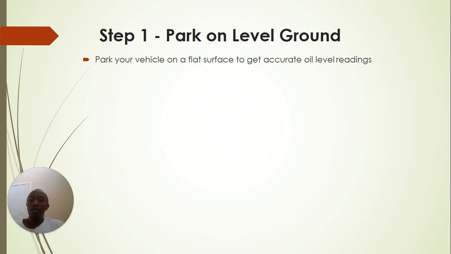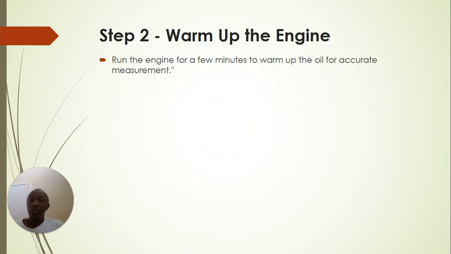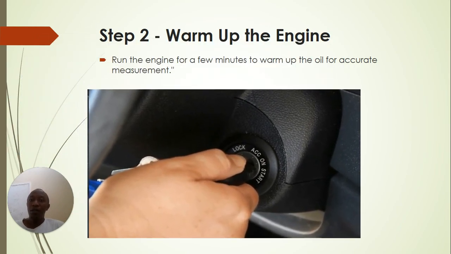When you park on a level ground, you can get accurate level readings, and you'll be able to tell exactly the level of oil inside the engine. The next step is to warm the engine. You warm the engine by locating the ignition switch, crank the engine, and let the engine run for a short while so that the engine oil gets warmed up and it can flow easily.